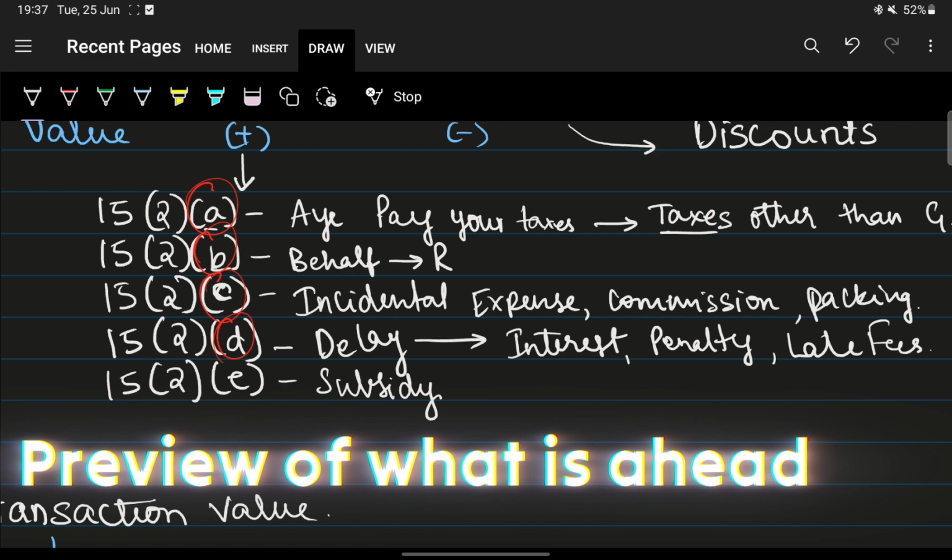You're paying interest payment and late fees, or you're paying IPL. Okay, IPL. Okay, you're paying interest, penalty and late fees. Now what do you do with clause E? Clause E, subsidy.